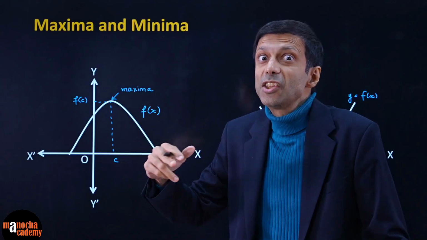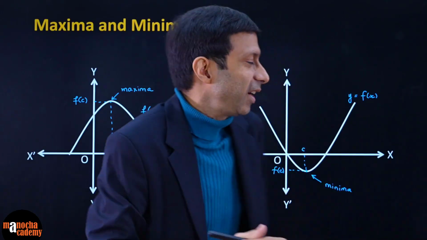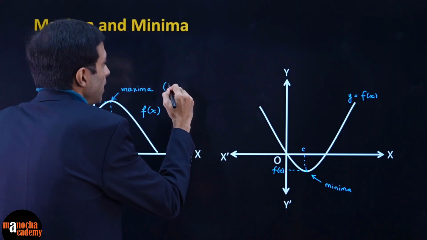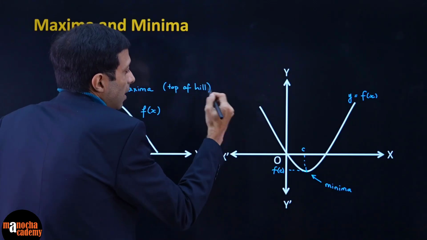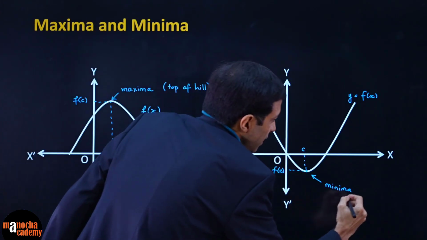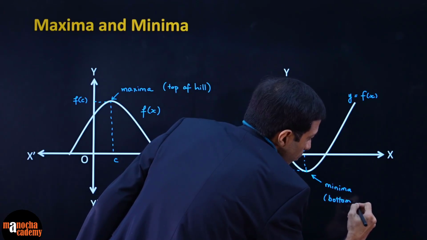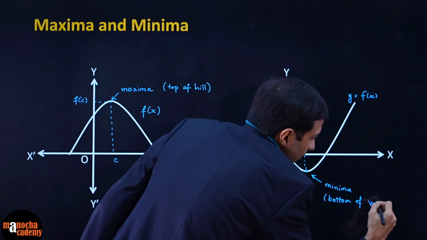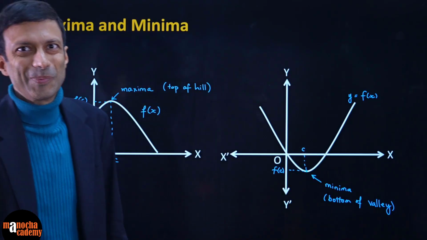Remember, maxima is the top of the hill. So you can remember with that analogy, maxima is the top of the hill, and minima is the bottom of the valley, bottom of your valley. This is the valley, that's the bottom.